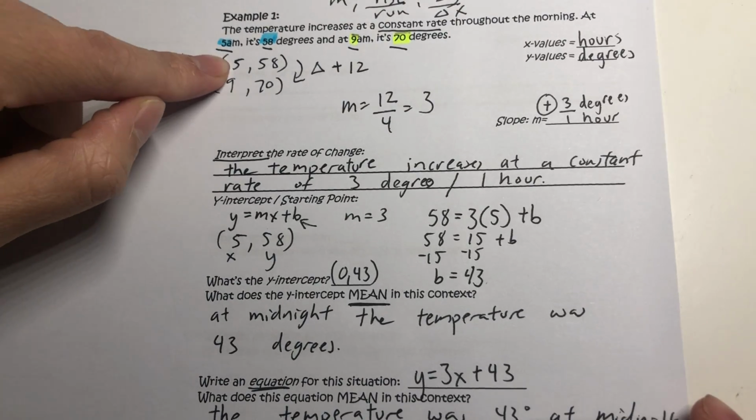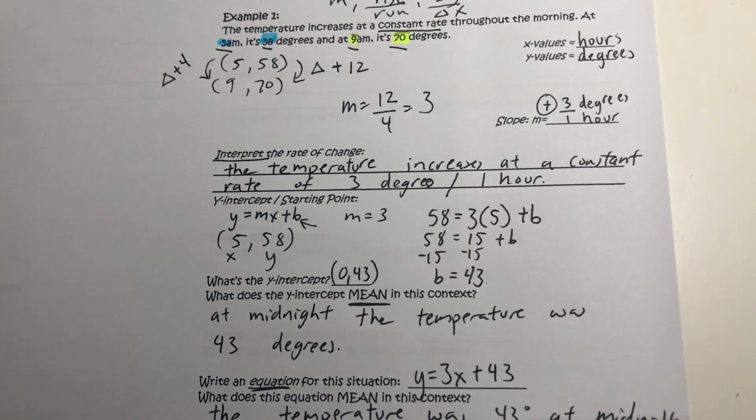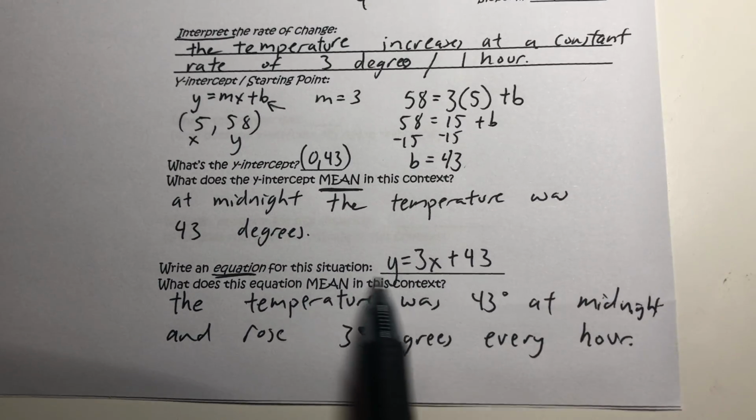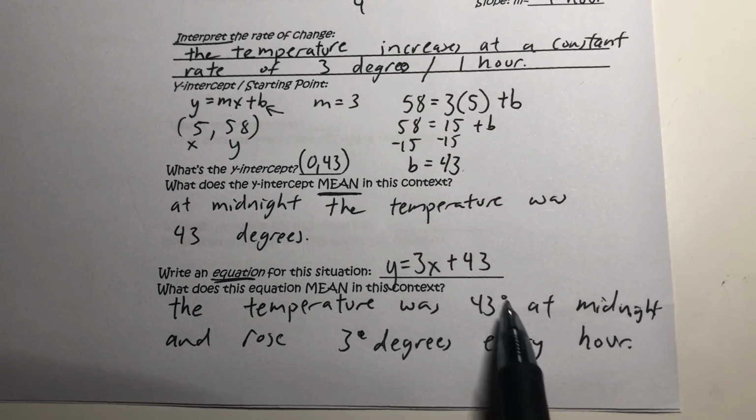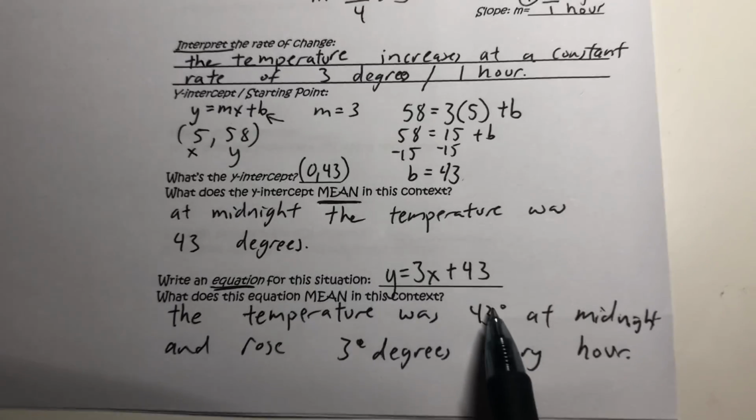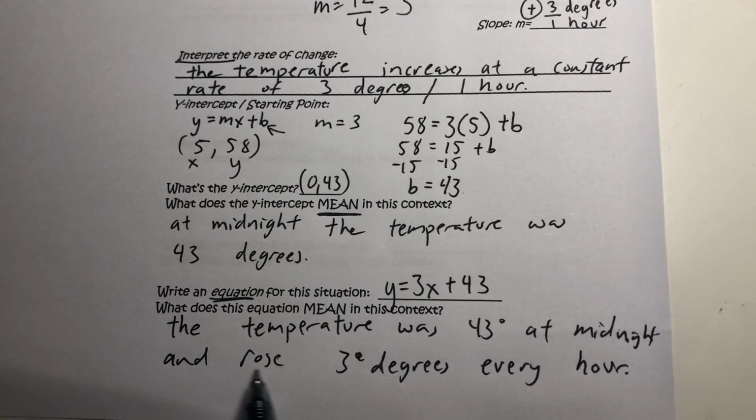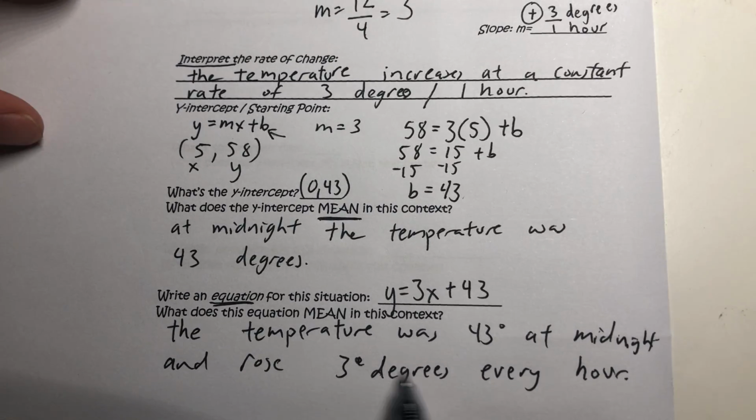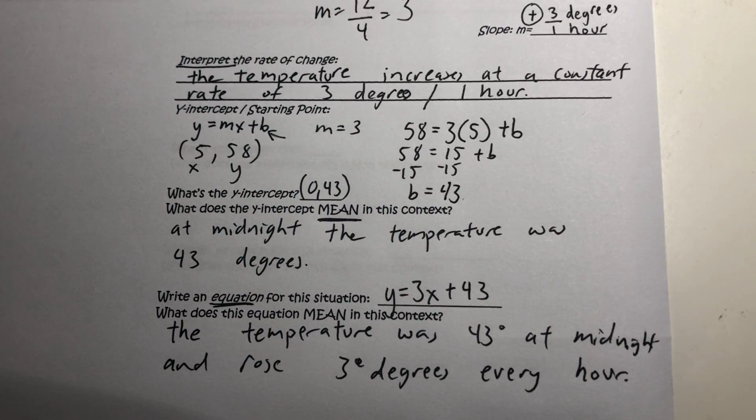All right, so we've kind of made sense of this whole situation, right? I gave you guys a time and a degree, and we were able to come up with a little story. What was the initial point? The initial point was at midnight. It was at 43 degrees. And the rate of change was it rose 3 degrees every hour. All right, let's try the next one.